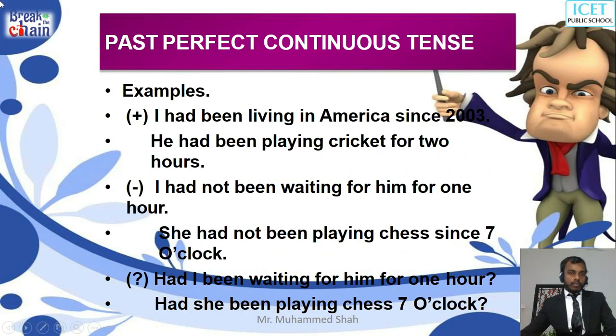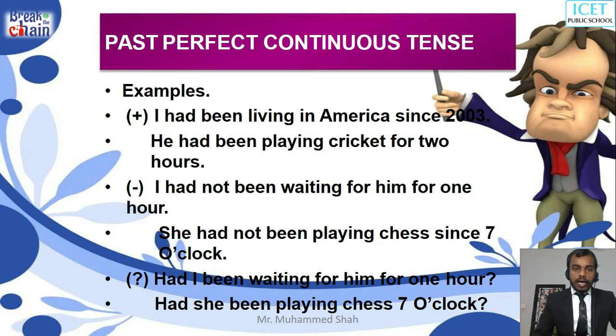Then examples: I had been living in America since 2003. I know the exact date, that is why I used since. If it is for 8 years, then for 8 years. I had been living in America since 2003. He had been playing cricket for 2 hours. Exact time is not known, that is why for is given, for 2 hours. Since 2 hours is wrong.